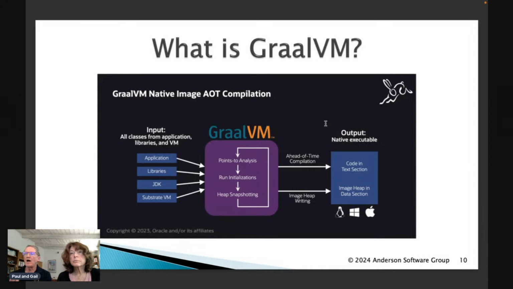So GraalVM is a high-performance JDK distribution from Oracle that's designed to accelerate the execution of applications that are written in Java and other JVM languages. GraalVM allows compiling Java applications ahead of time, that's called AOT, into native executables for faster startup time and lower memory overhead.